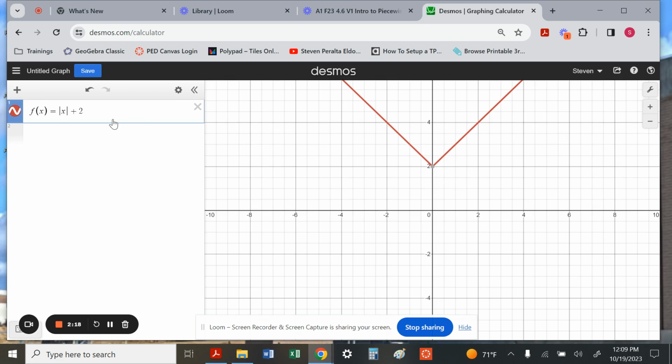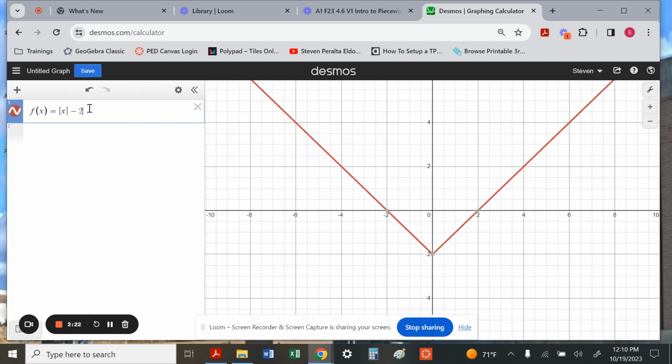So if I do +1, now if I do +3, and now if I go negative, notice that it goes down. So anything outside causes it to go up or down depending on the sign. So if it's positive, it goes up. If it's negative, it goes down. Okay, so that's one thing.